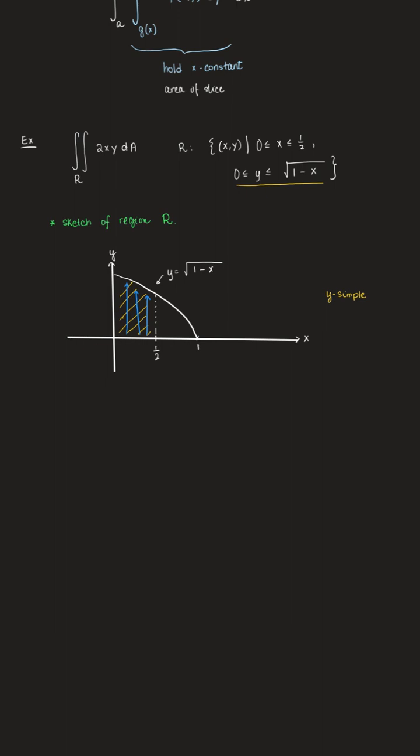But let's set up our integral. So our integral will be set up. Our y will go from 0 to the square root of 1 minus x. Oops, I thought that was an eraser. Sorry about that. Let me undo this. And our function is still 2xy, and we're integrating with respect to y first.